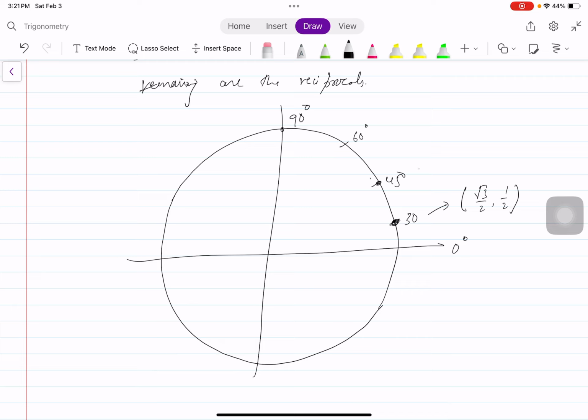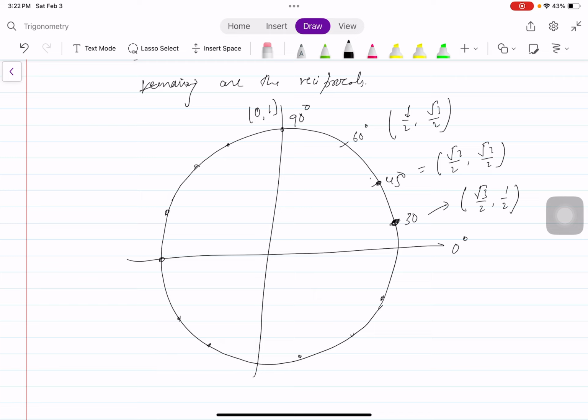Both are equal in the 45 degree case, and for 60 degrees cosine 60 is 1 over 2 comma square root 3 over 2, and this last point, can you guess, is 0 comma 1. This is how we can determine the standard values of the angles associated with a real number t. You can try this for these standard angles.